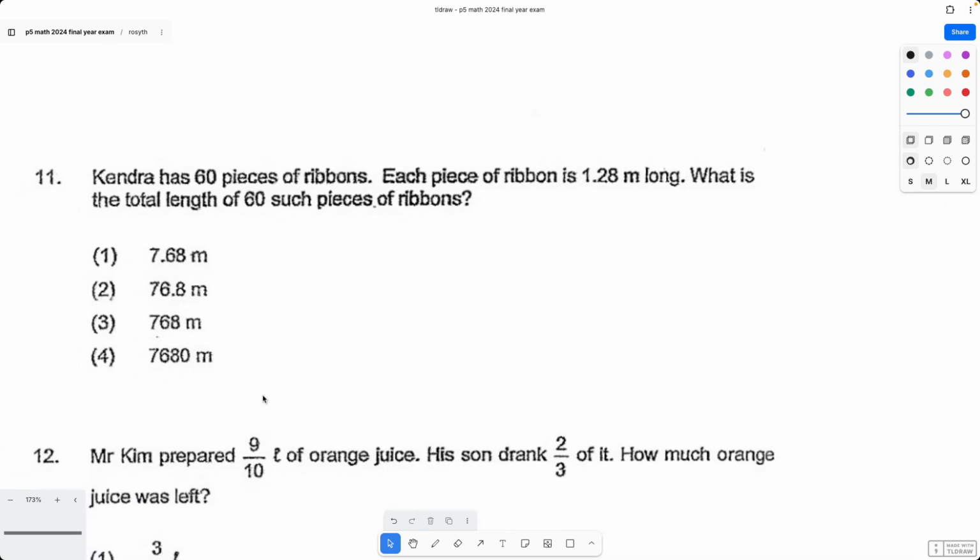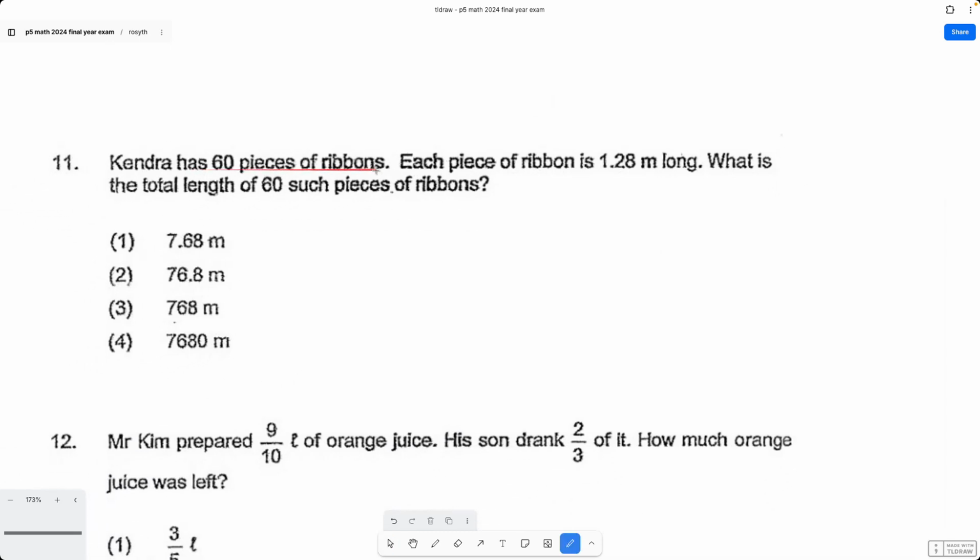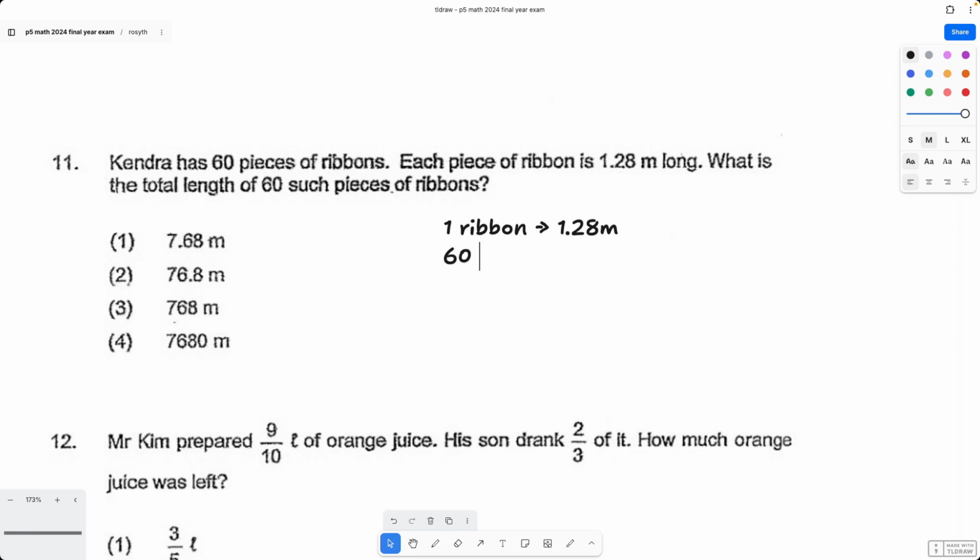Okay, let's move on to question number 11. Kendra has 60 pieces of ribbons. Each piece of ribbon is 1.28 meters. What is the total length? Okay, so one ribbon is equal to 1.28 meters. All right, so 60 ribbons is equal to 1.28 times 60, right? So it's the same as 1.28 times 6 times 10.